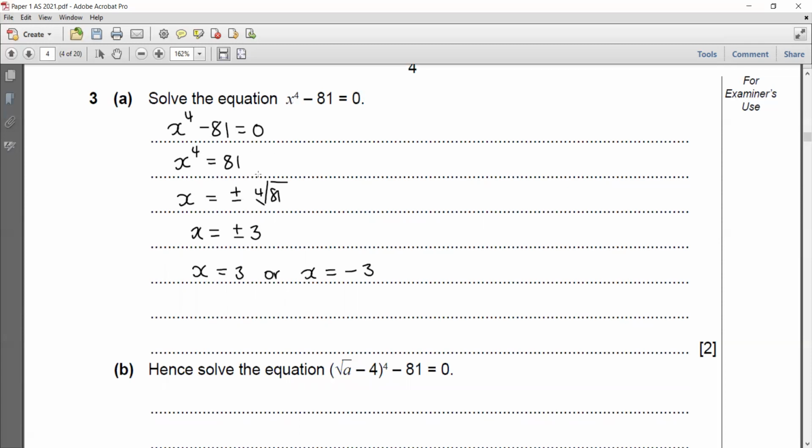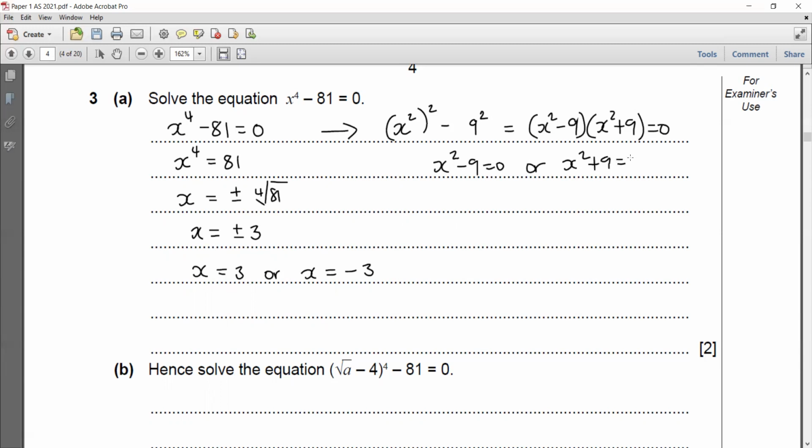You can also use difference of squares here. That is also perfectly fine. So factorizing, you can write this as x squared squared minus 9 squared. Okay, and then using the difference of squares, you'd write this as x squared minus 9 multiplied by x squared plus 9. This is 0. Then you would say the first bracket is 0, x squared minus 9 is 0, or the second bracket, x squared plus 9 is 0.